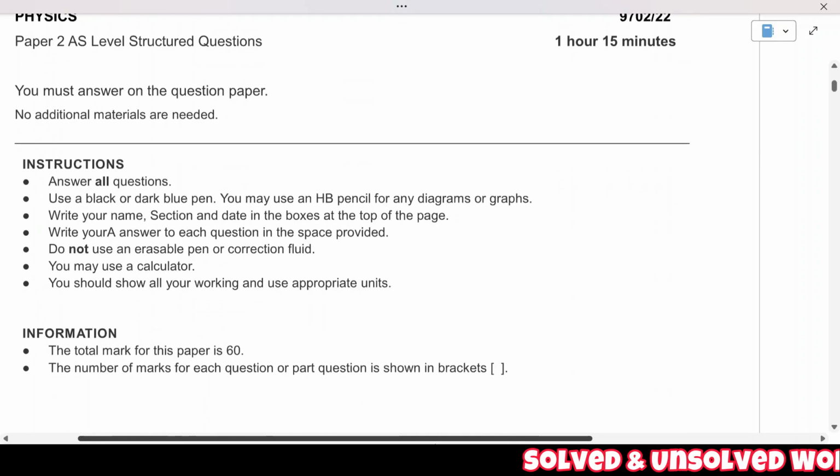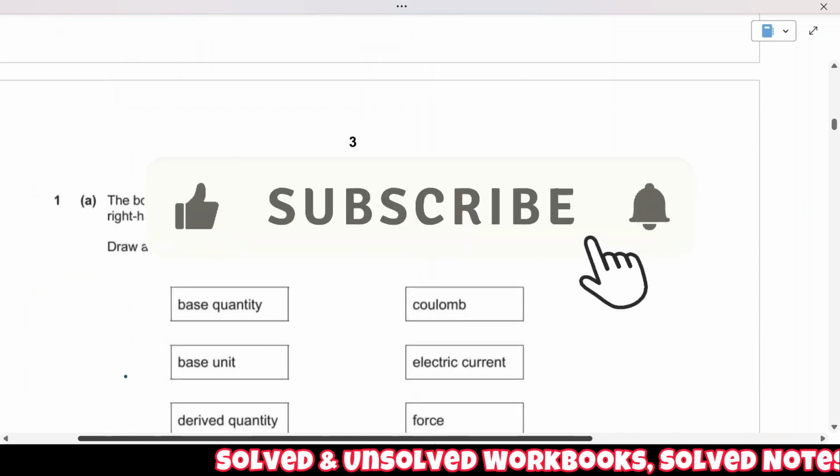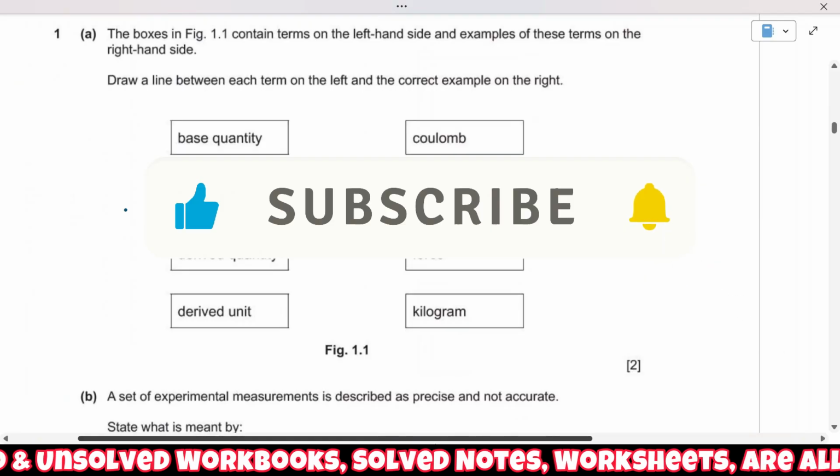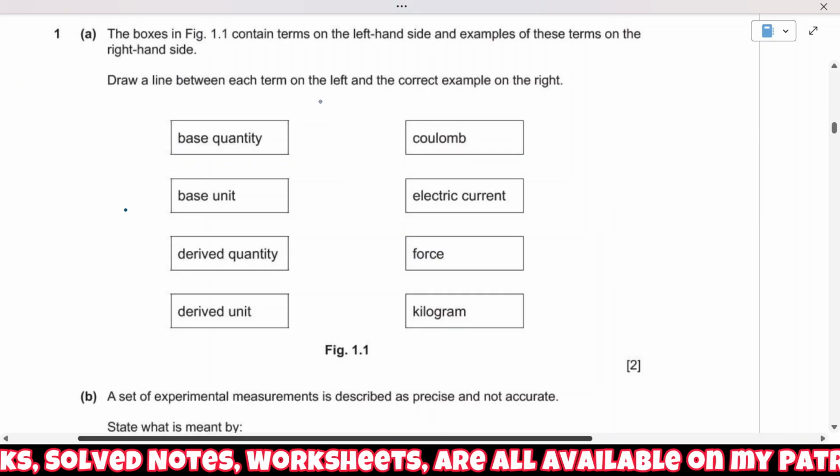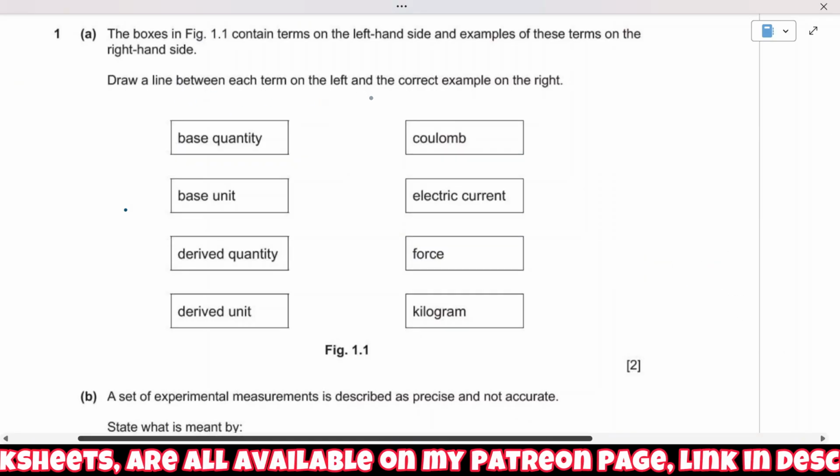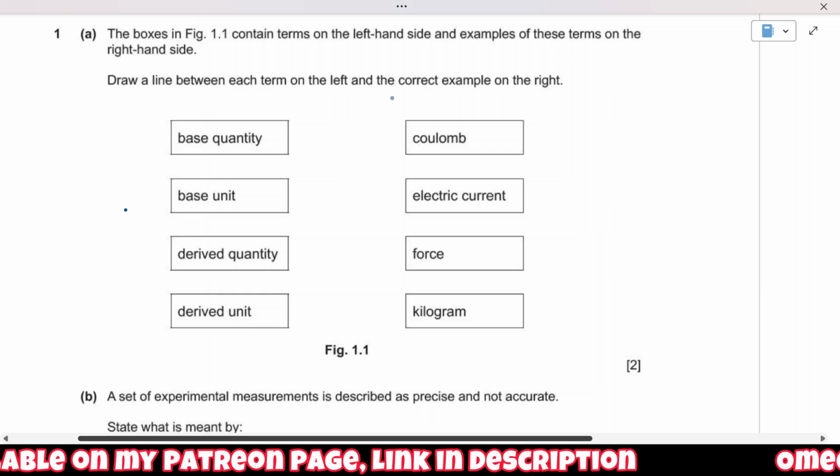Okay, so here we go. Paper 2 of mid-year exam 2025. First one, draw each line. Draw a line between each term and the correct example.